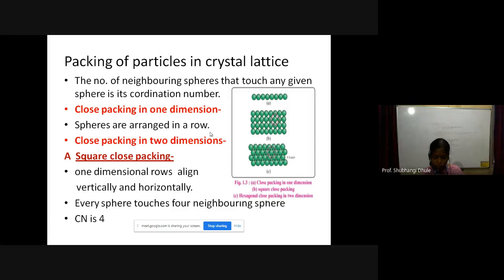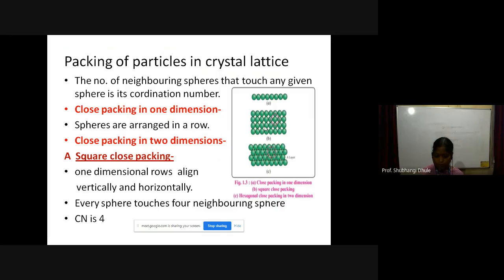If you draw lines passing through the centers of these four spheres, or connect their centers, you get a square. That's why it is called square close packing. The coordination number is 4. So this is all about square close packing, which is very important.